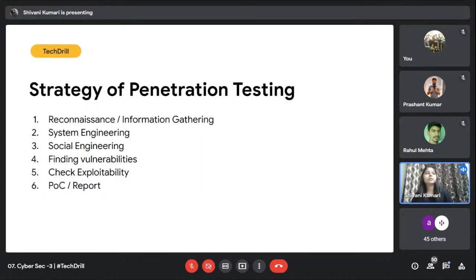When you find the vulnerability, before finding the vulnerability, just check the flow of the system. What's the function of that particular button or something else?